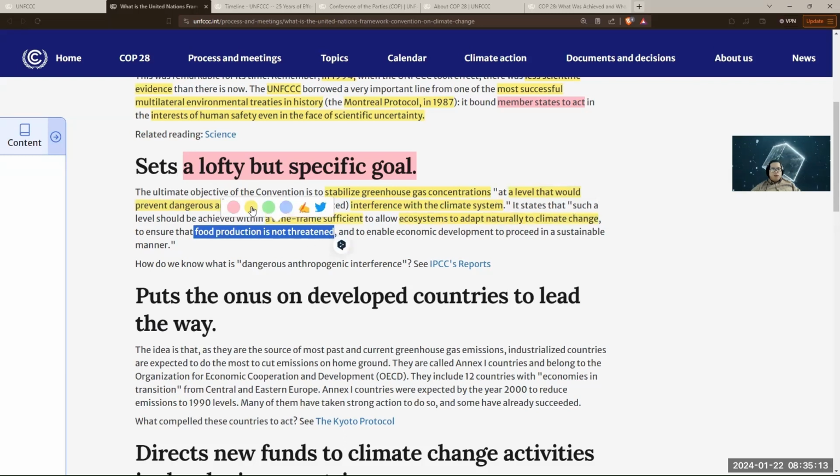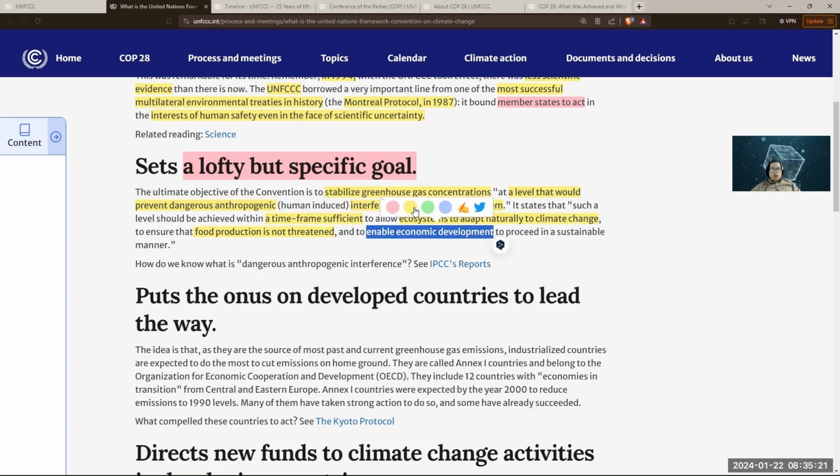So we still can do farming and planting, and we still keep economic development. We don't sacrifice economic development just because we want to save this planet. We want to balance it. We want to balance between ecosystem, food security, and economy. And it's still the same manner today, achieving the SDGs.